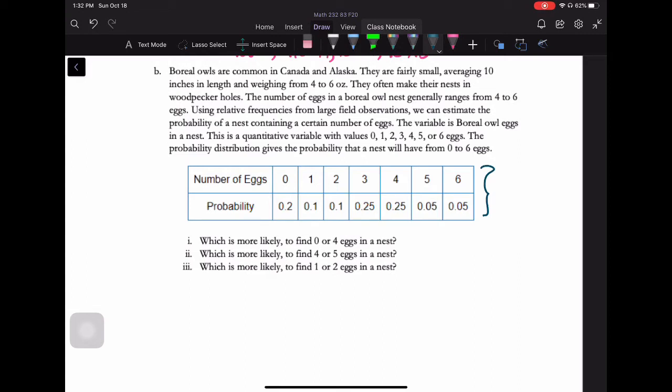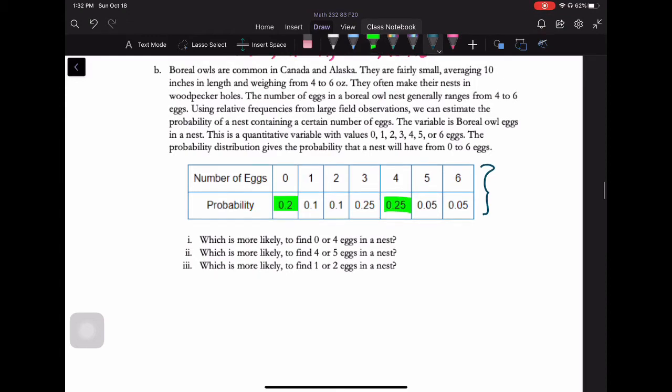Which is more likely, finding 0 eggs or 4 eggs in the nest? Well, here's 0 eggs and here's 4 eggs. More likely would be a greater probability, which would be 4 eggs. Now, which is more likely, finding 4 eggs or 5 eggs in the nest? Again, 0.25, 25% is bigger than 5%, so 4 eggs.